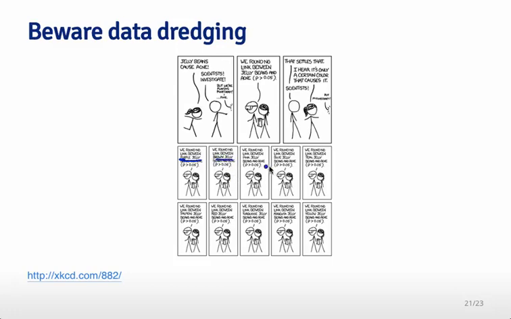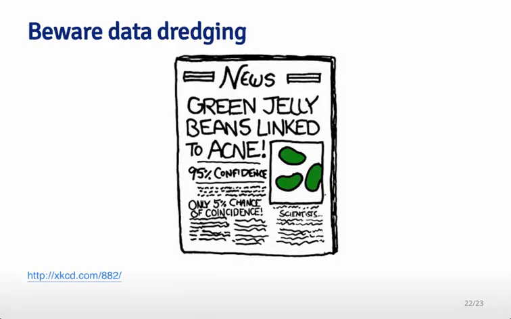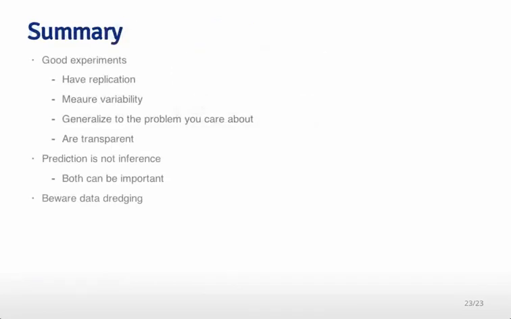No, it's brown jelly beans that cause acne. No, it's pink jelly beans. And you could keep going and going and going until you found a result that you liked, and you'd come up with good news: green jelly beans are linked to acne. But this, of course, ignores the fact that you tried a whole bunch of different things first. So one thing that you have to pay attention to when dealing with big data or with any data science problem is being aware of the problem of data dredging.